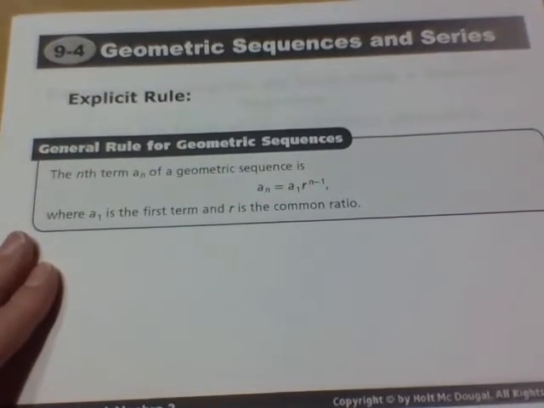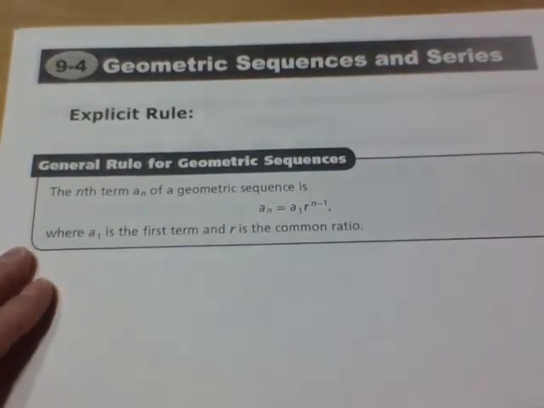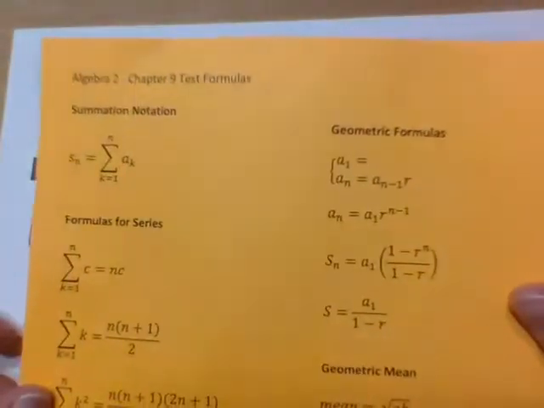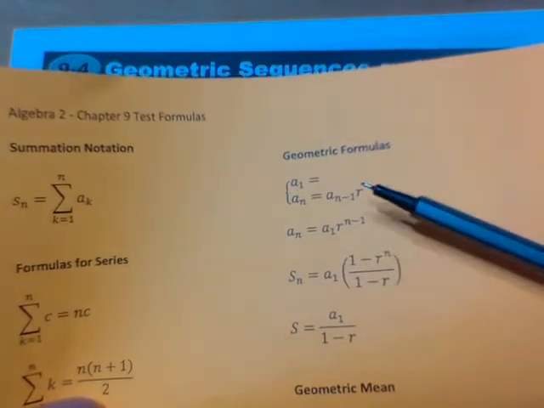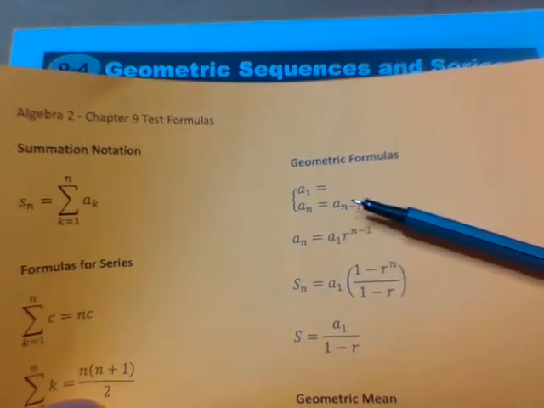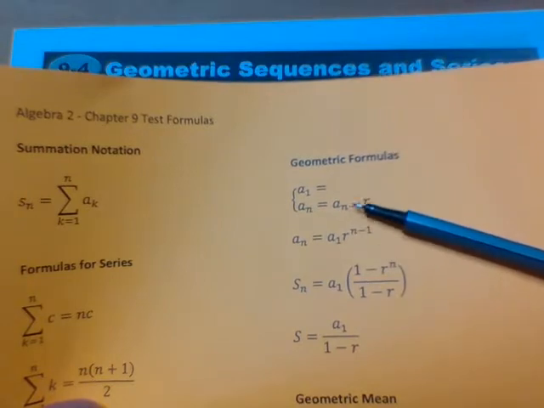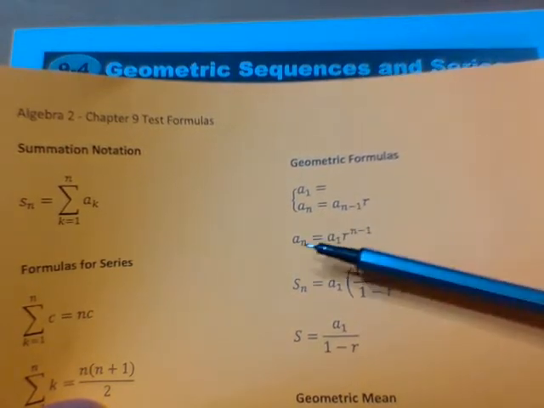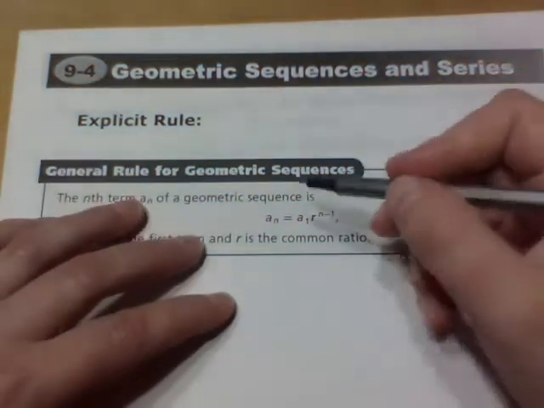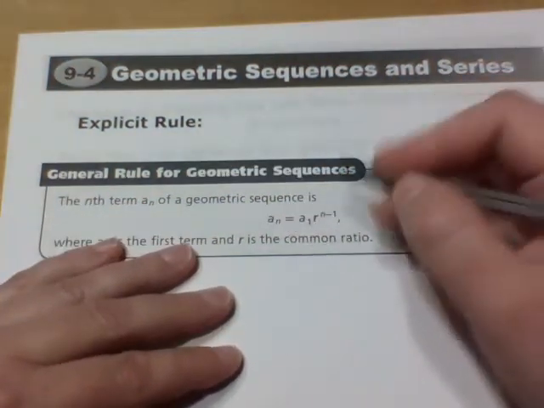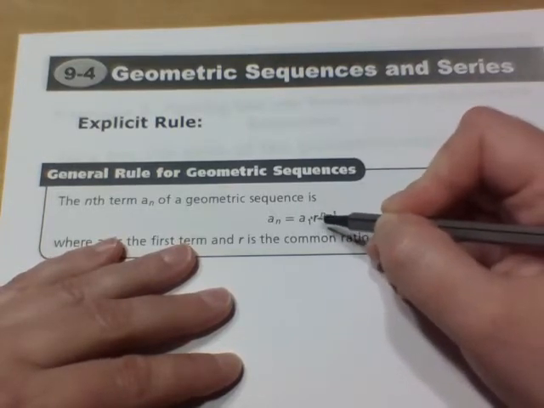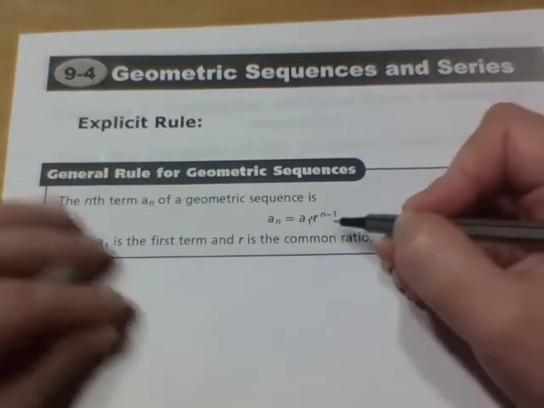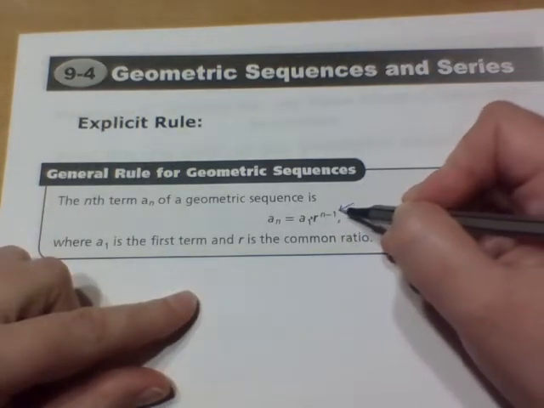The next one here is our explicit rule, and just like the recursive rule, these can be found on your Chapter 9 test formula sheet. So up here is the recursive one that we saw earlier, where you need the first term, and then to get the next term, you multiply r by the previous term. And then right here is the formula we're going over right now. That formula says that you're going to get any term number you want by taking the first term and multiplying by r, which is your common ratio, and then bringing that to the power of n minus 1.